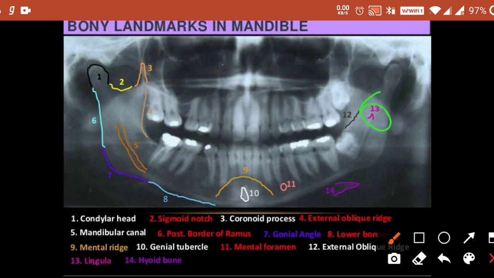Lingula gives attachment to which ligament? The sphenomandibular ligament. It is not seen on x-ray, but the structure lingula is seen like a triangular projection. And lastly, the hyoid bone, which is seen bilaterally in this region. It is a U-shaped radio-opaque body. It is just below or at the level of the inferior border of the mandible. It might be at the level of the inferior border of the mandible, or it might be below the inferior border of the mandible.